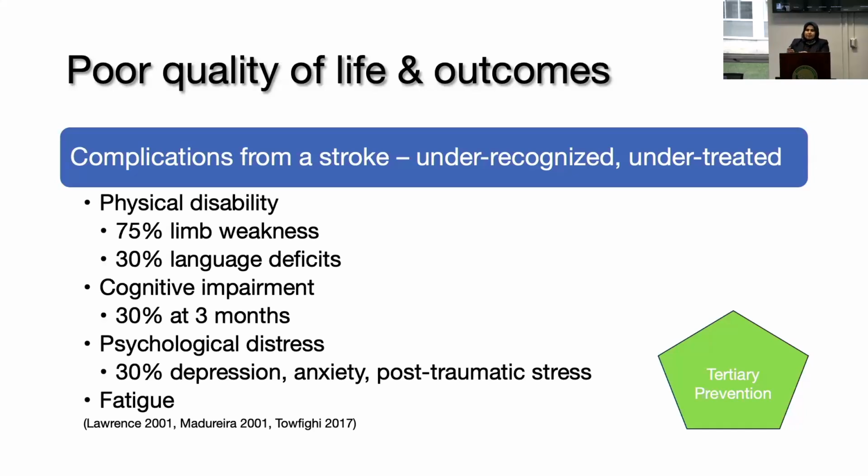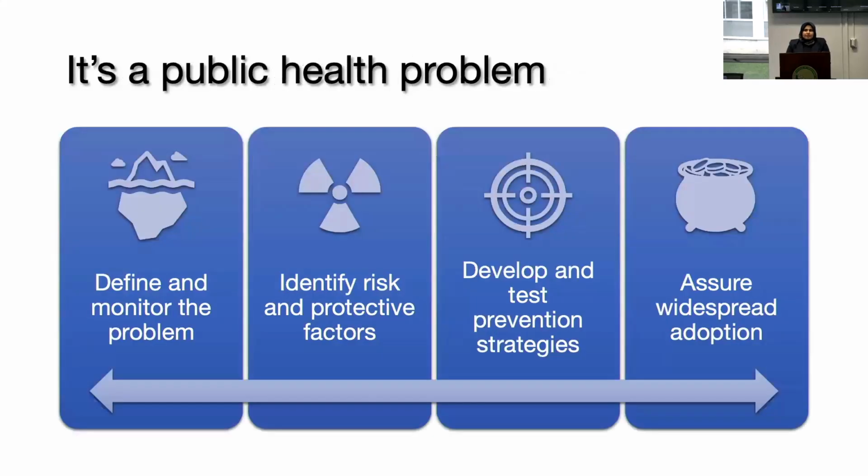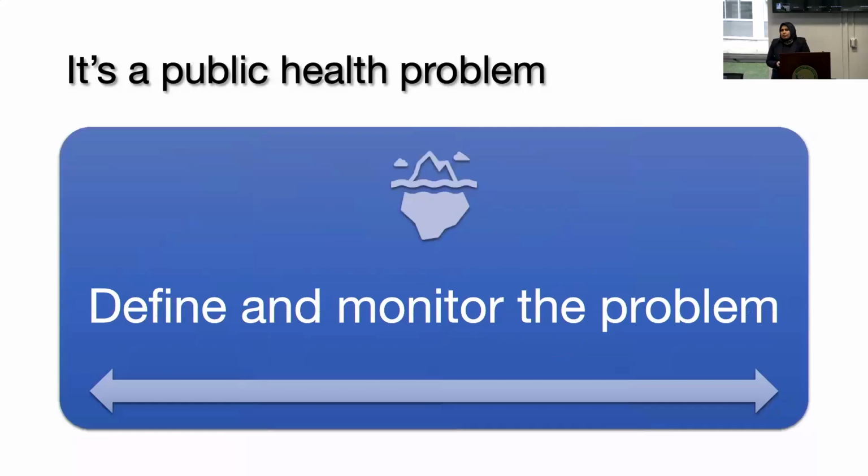So that's all considered part of tertiary prevention or long-term. And so it's a public health problem because these are all individuals who are living with this on a daily basis. And so we have to think about how we define and monitor the problem. How are we individualizing based on each person's outcomes? And then what are the risks and the protective factors, developing and testing prevention strategies, assuming widespread adoption. And that all comes into defining and monitoring the problem, right? So that's the first thing.